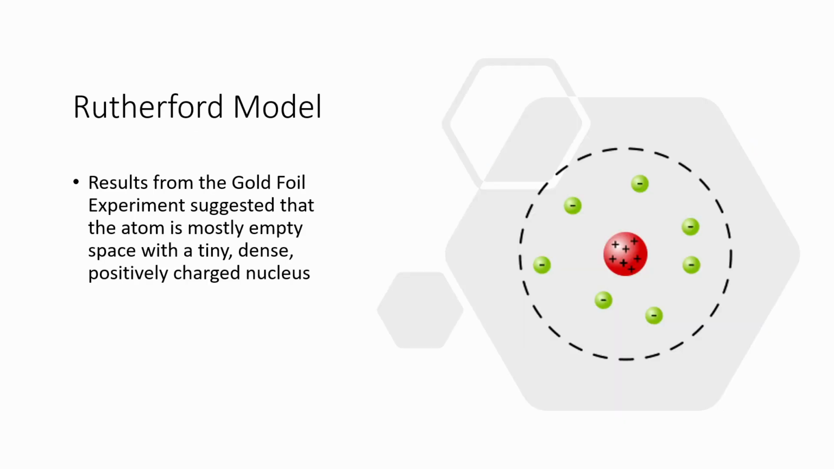The next model is our Rutherford model. The Rutherford model actually originated with our cathode ray tube experiments, which led to the discovery of the electron, the neutron, and the proton. They ran a slight variation of the cathode ray experiments, in which they shot the ray into a gold foil. So this is the gold foil experiment. The gold foil experiment suggested that an atom is mostly empty space with a tiny, dense, positively charged nucleus.